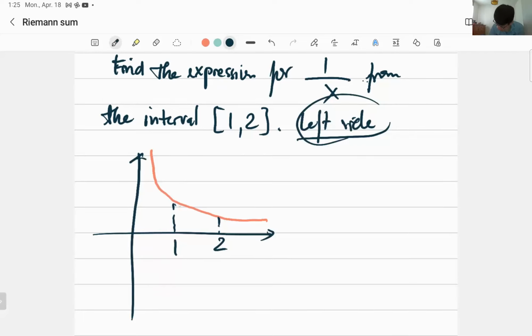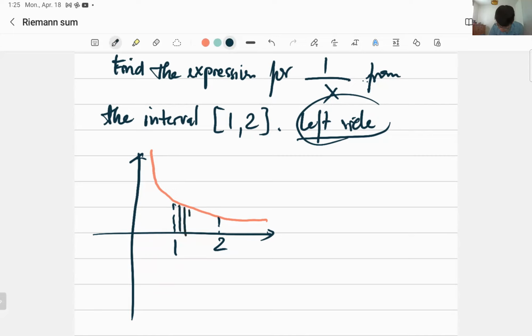So let's divide this. I don't know what's going on. Someone is messaging me and I have no idea what this is, but never mind.